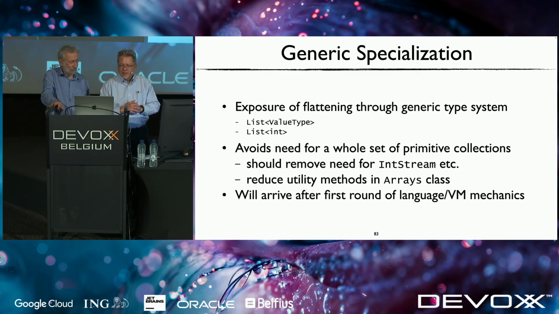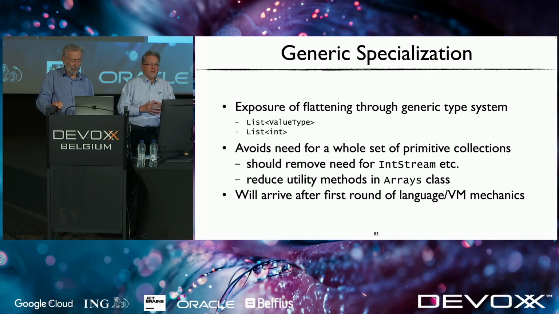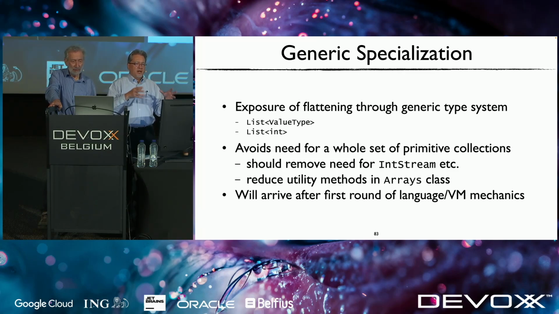Generic specialization is something that's going to take longer, after the initial value class flattening stuff. But the idea there is that you should be able to have a list of value type. Some of you may be familiar with collections frameworks out there that have something like list of int. But you can't have a list of int using the generic type system, because in today's Java, you can only generify over reference types. And so Valhalla, we hope, will eventually get to the point of being able to specialize not only over reference types, but also over value types.